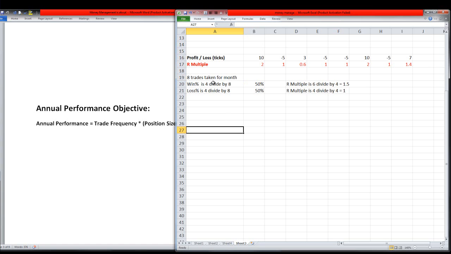Let me fix that up now. So 8 trades are taken. So that's a pretty easy one. Our winning percentage is 4 winning trades divided by 8 trades. We've got a winning strike rate of 50%. We've got a losing strike rate also of 50%.